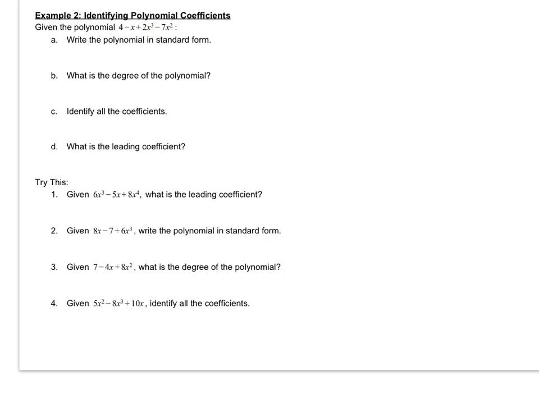2x to the third, that 3 is our biggest exponent, so that one has to go first. So we'll start with 2x to the third. And then we have minus 7x to the second, then our x, which would be minus x, and ending with our constant, which is plus 4. So as you can see, we have our biggest exponent, which is 3, then down to 2. This x has an exponent of 1, and then our constant has an exponent of 0.